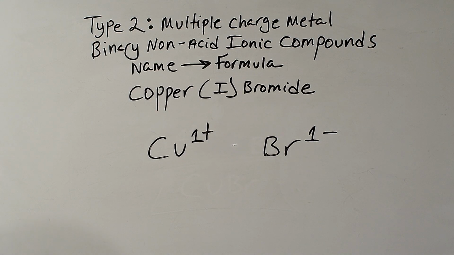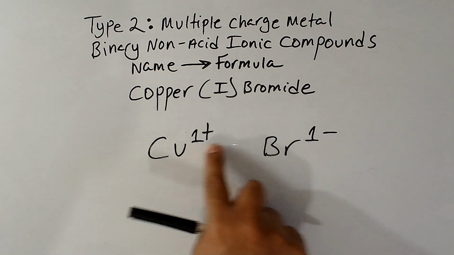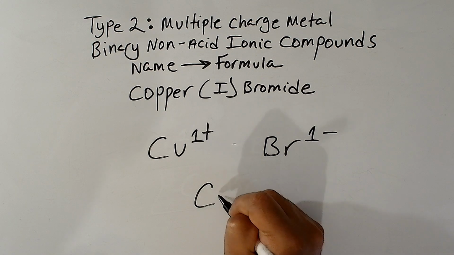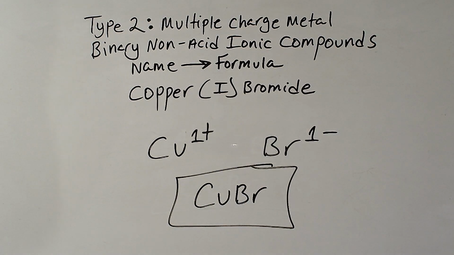The second step reads, if both charges have the same number, write the elements together to make the formula. So they have the same number. I'm not worried about the charges. And that is my chemical formula, CuBr.